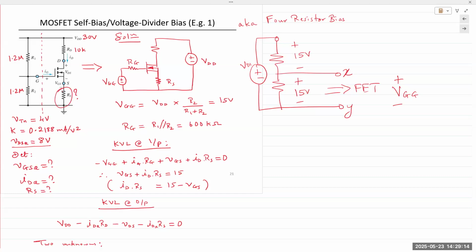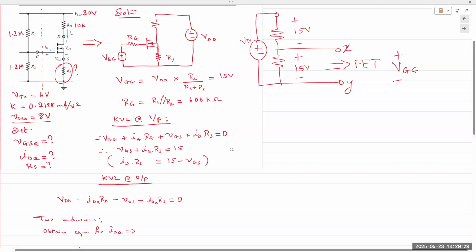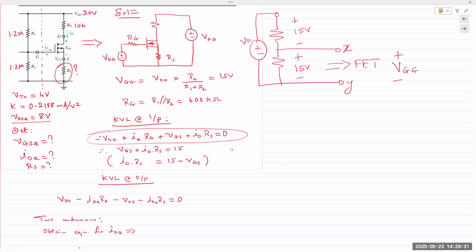Okay, one method always available to us is applying KVL. So we apply KVL on the input side, we apply KVL on the output side, and then we manipulate the equations to obtain it in the form that we require. All right, so if you apply KVL at the input side, we obtain VGG minus VGG plus IGRG plus VGS plus IDRS.